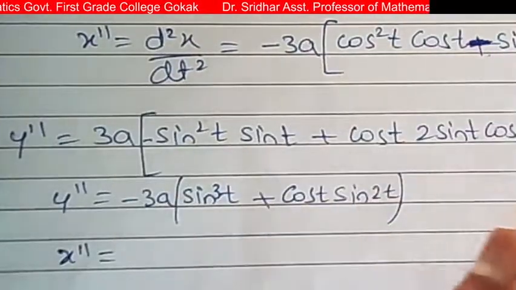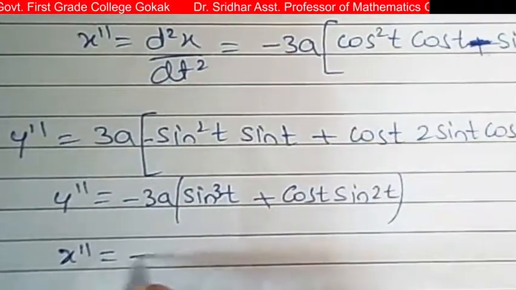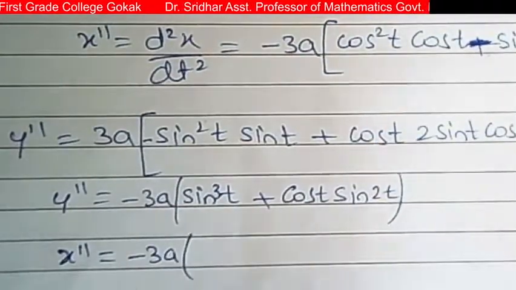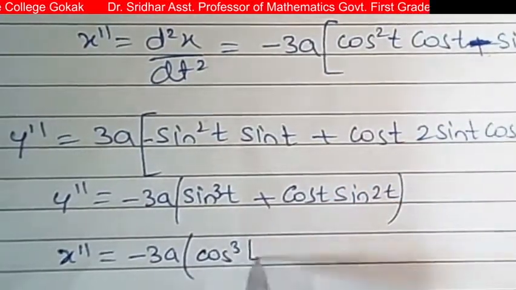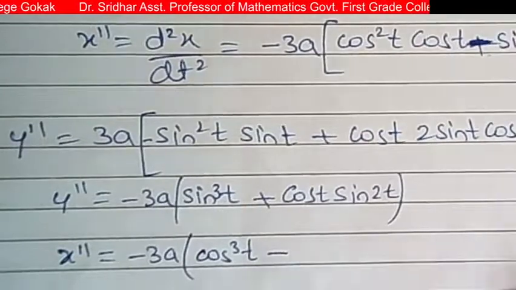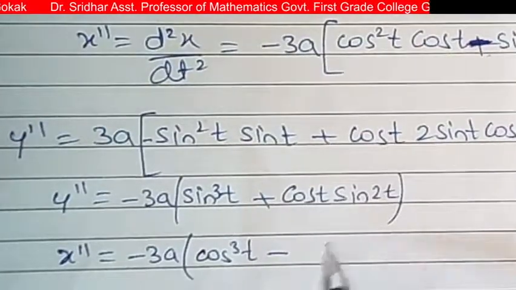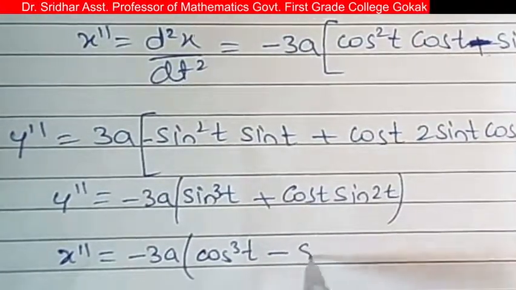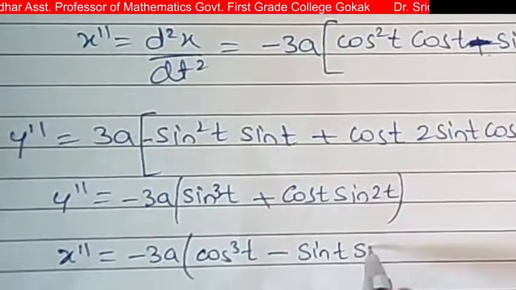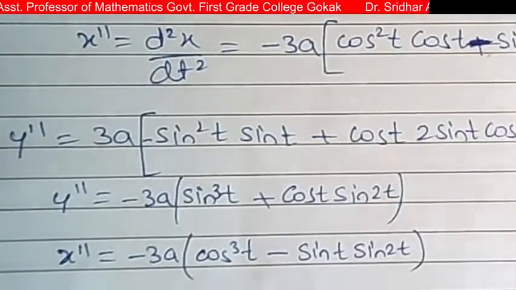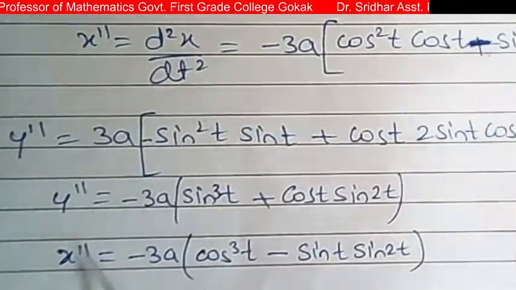Similarly simplifying x double dash, it gives minus 3a in bracket: cos t into cos square t, cos cube t, then minus sin t into 2 sin t cos t, which is again sin 2t. So this is x double dash and y double dash.